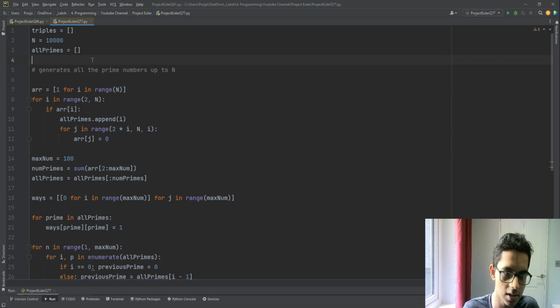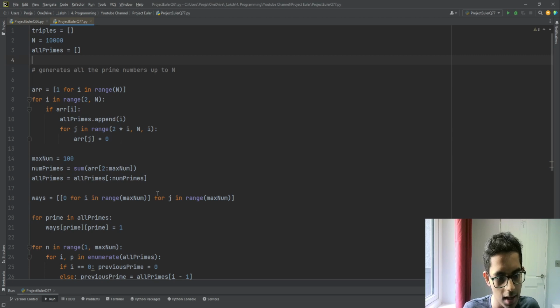Because the last thing we'd want is, for example, if we tried to generate f of 1 million, but then we were only allowed to use primes which are less than 10,000, then that wouldn't actually give us the correct answer. So which is why we have a very large number for n, just so we're sure that it generates all the primes.